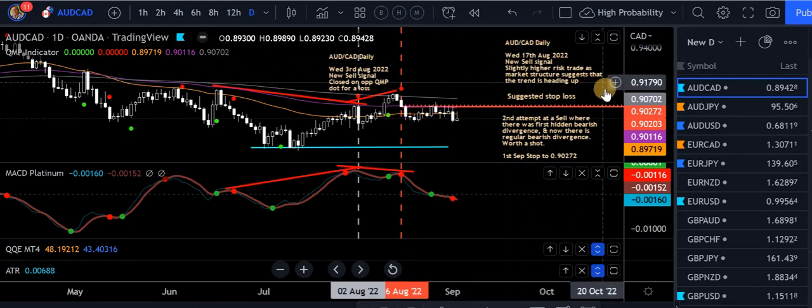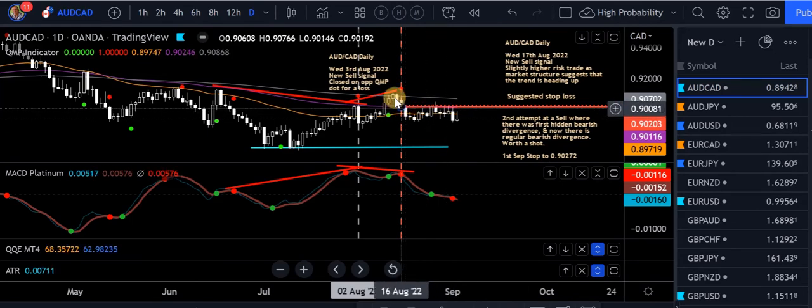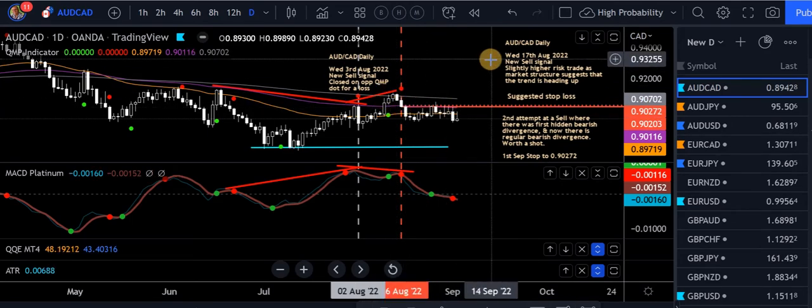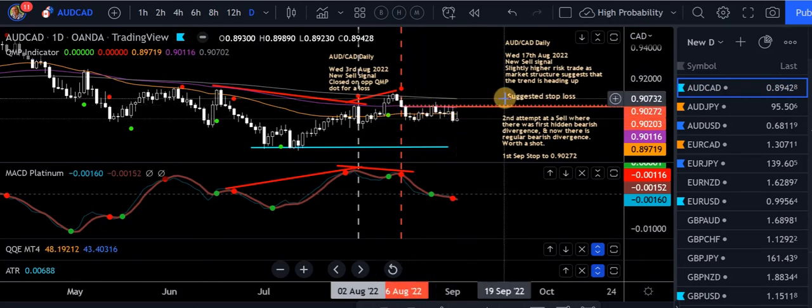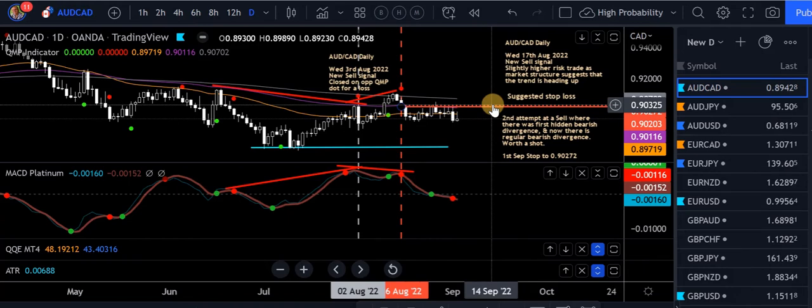Normally on the right are the notes that relate to the latest trade. So we've only got the one sell on at the moment. We've got a sell trade back here, 17th of August, just gone nowhere. It's gone sideways. The stop loss is the red dotted line.